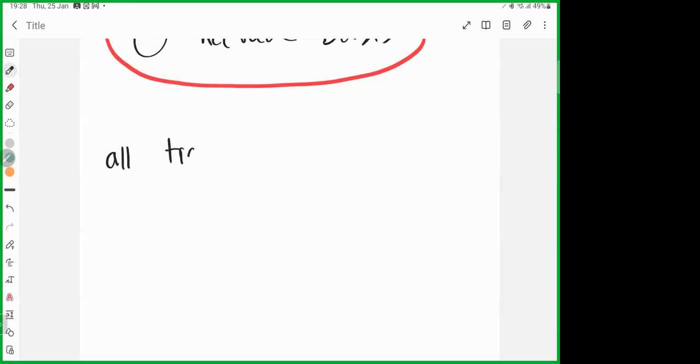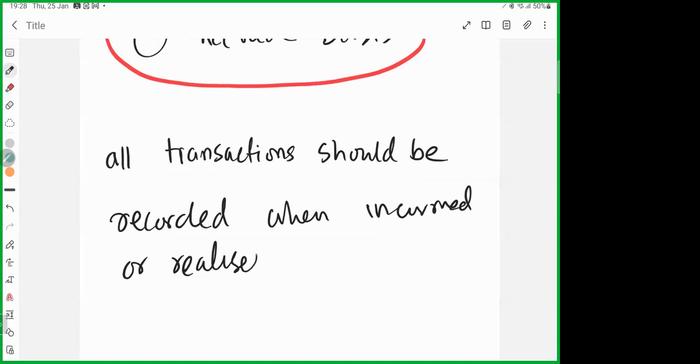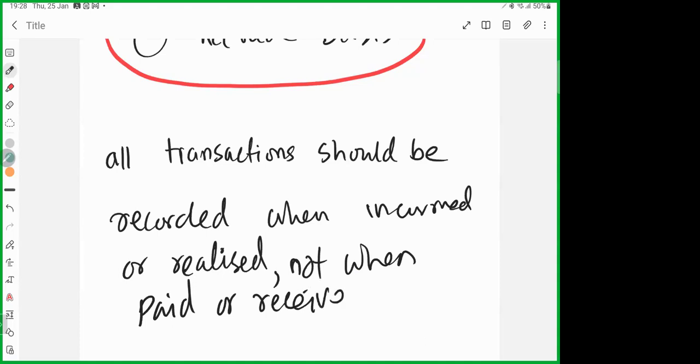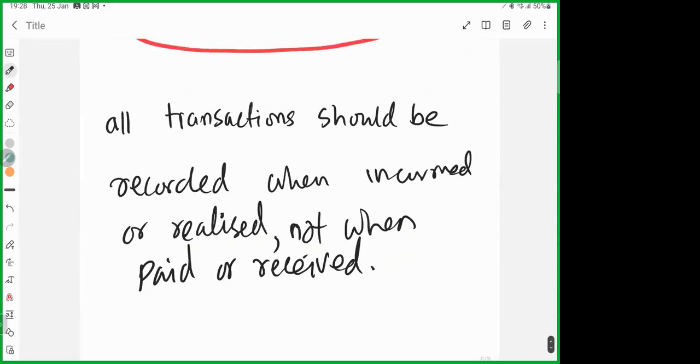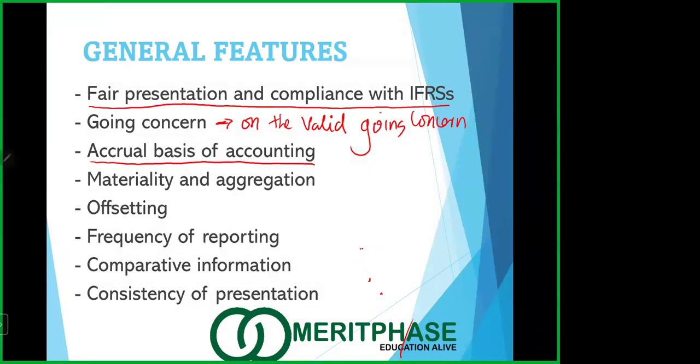All transactions should be recorded when incurred or realized, not when paid or received. There is no relationship with the cash flow for you to do the transaction based on accrual basis. Is that clear? Clear. Yes, clear. Then materiality and aggregation.